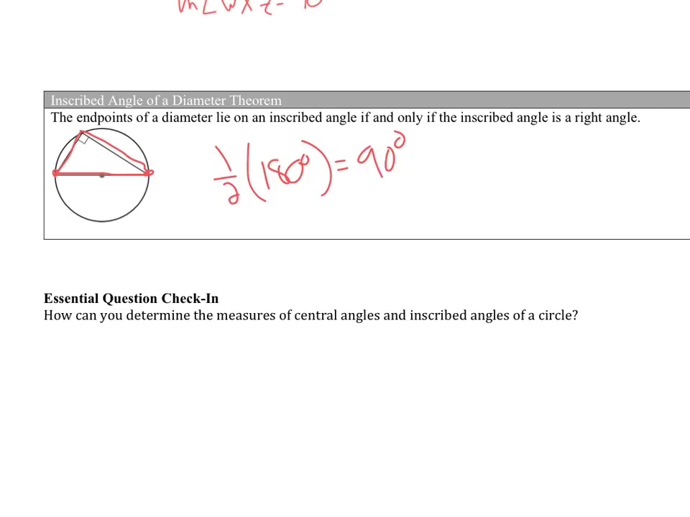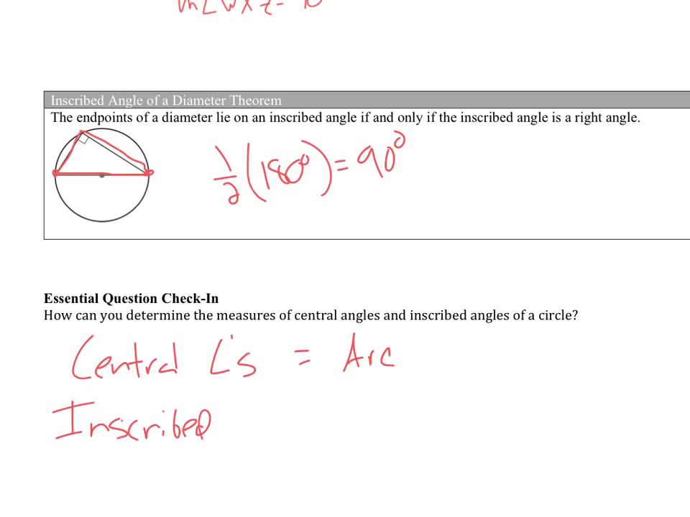Hey, essential question, how can you determine the measure of central angles and inscribed angles of a circle? So remember, central angles, using the symbol there, are equal to the arc that they cover. And then inscribed angles are equal to 1/2 the arc that they cover.